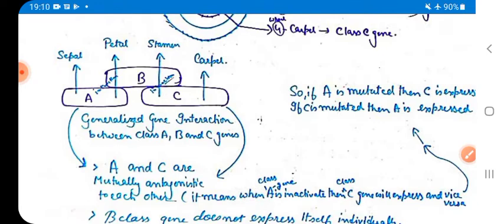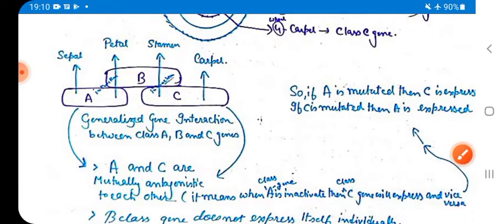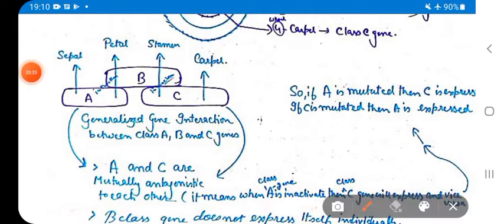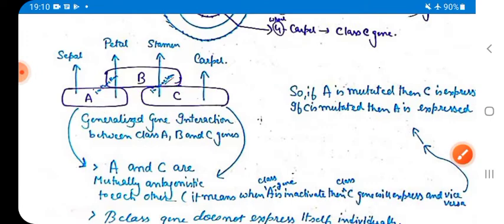Now, from this diagram, I can see that either A and B are interacting with one another, or B and C. A and C are not interacting with one another, so they are antagonistic with each other. It simply means that if A gene is mutated, then C gene is activated or expressed. If C gene is mutated, A gene will be activated. Both of them will not express together.